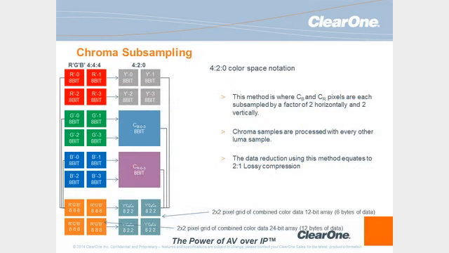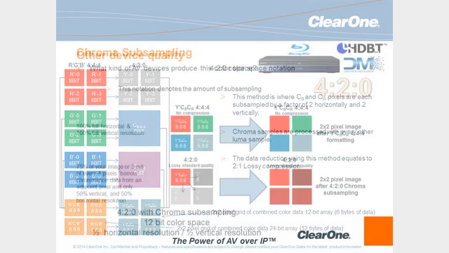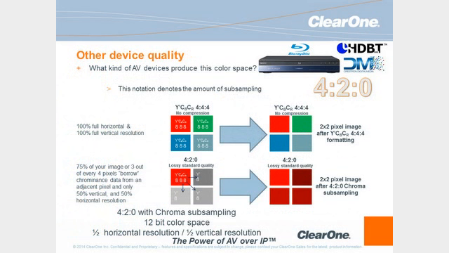Now this notation is probably the most popular and most common of all of the notations, and this is the 420. So you have chroma samples processed with every other luma sample. The data reduction is a 2-to-1, a lossy compression. Very popular on many formats, including Blu-ray, which it is most famous for, but this is also what you see on your HDBaseT and your Crestron DM type systems as well.